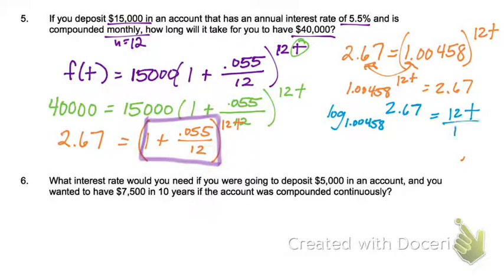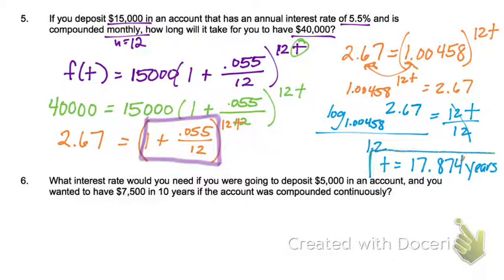Divide each side by 12. And when you plug that into your calculator, you should get 17.874 years. So the only difference is now you're having to divide by 12 at the end, or divide by however much it's compounded by. But other than that, the steps are exactly the same.